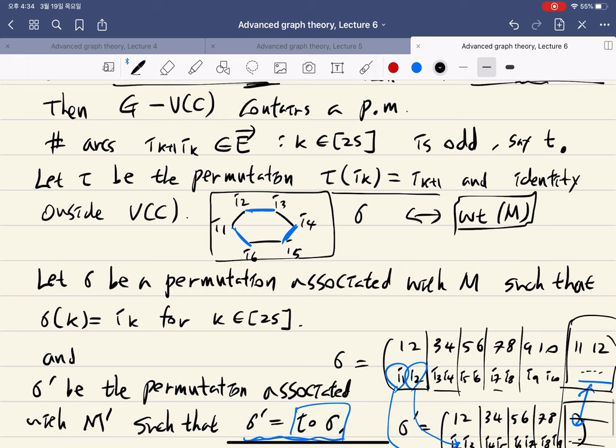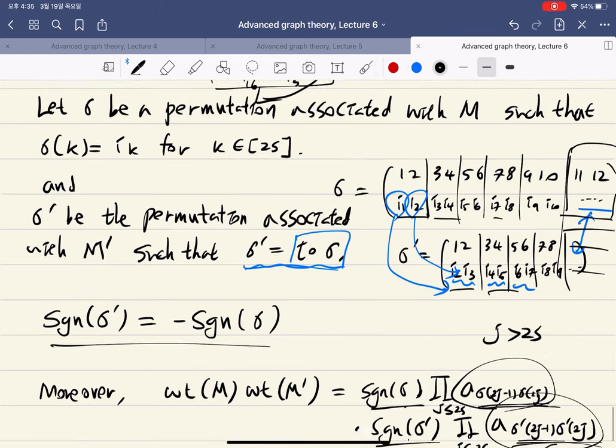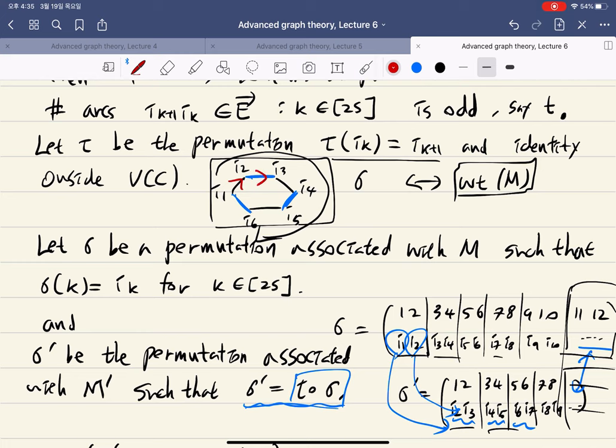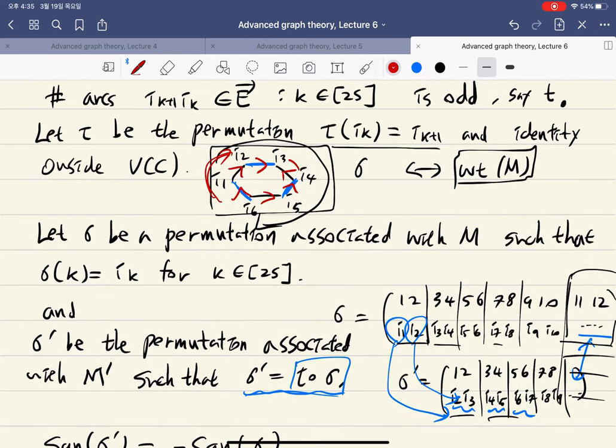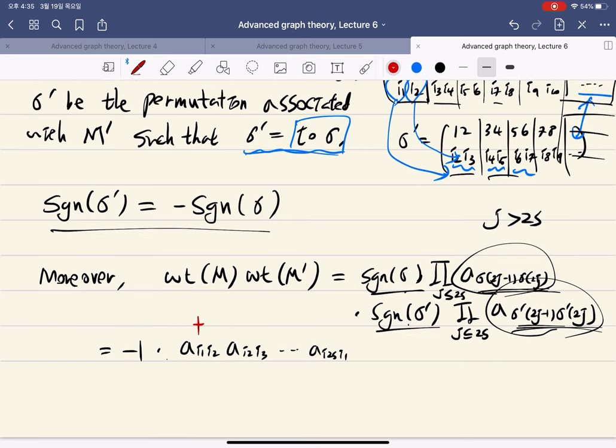And in this permutation, if the given orientation is also in the same direction, then these are positive. If it's oriented backward, then this is negative. And we know that only an odd number of them are oriented backward. So this is simply negative 1, and t of them are backward, negative 1 to the t, which is 1.